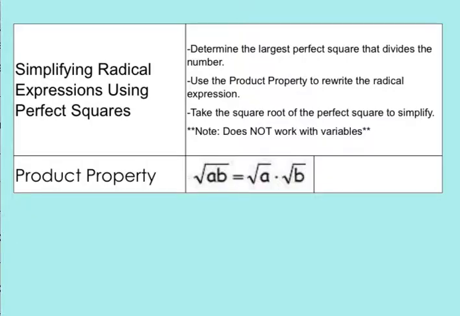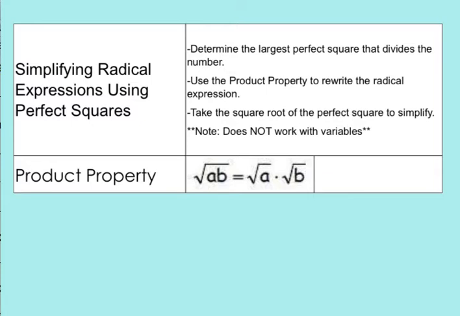Now let's continue looking at this. Simplifying radical expressions using perfect squares. If you can find perfect squares within the number you're simplifying, that will make this a lot easier for you. First of all, you want to determine the largest perfect square that divides a number. Then you can use the product property to rewrite the radical expression, and take the square root to simplify.